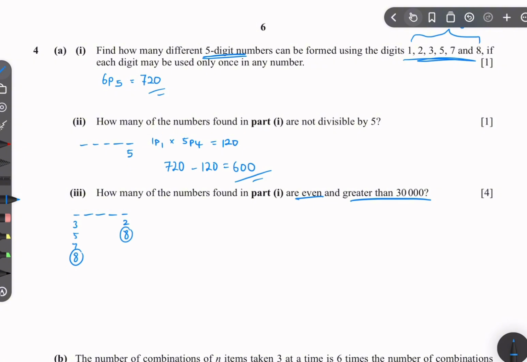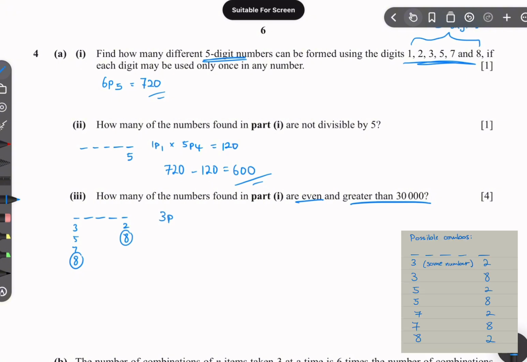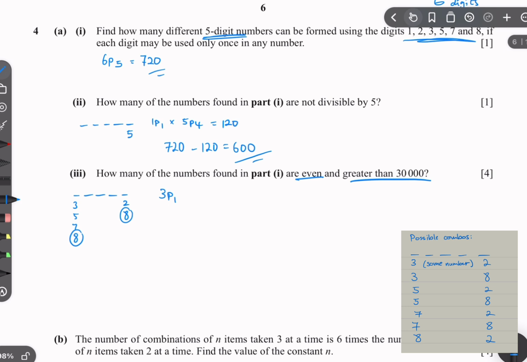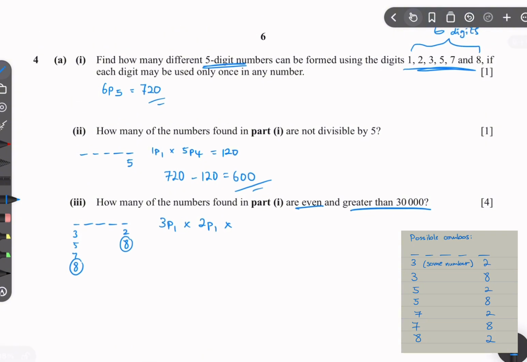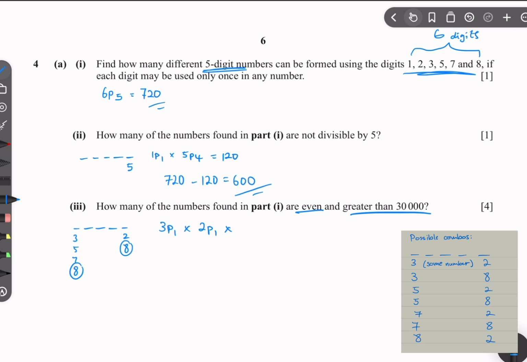So let's consider the numbers that don't repeat first, which will be 3, 5, 7, and 2. So for the first slot, it will be 3P1 because there's 3 possible numbers that can fill in this slot. And then the last one will be 2P1 because it can be 3 and 2 or 3 and 8. And then the other numbers will be anything. So we used up 2 numbers already, so there's only 4 numbers left from the 6 numbers. So it will be 6P3 because there's 3 slots left. Wait, sorry, it'll be 4P3.